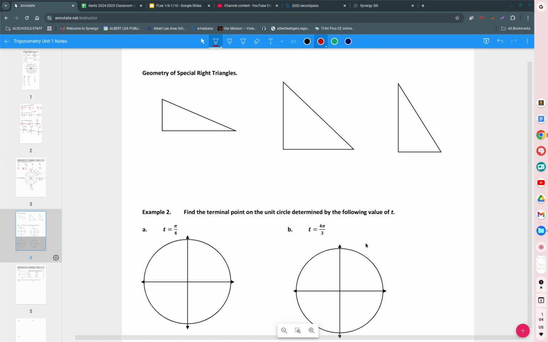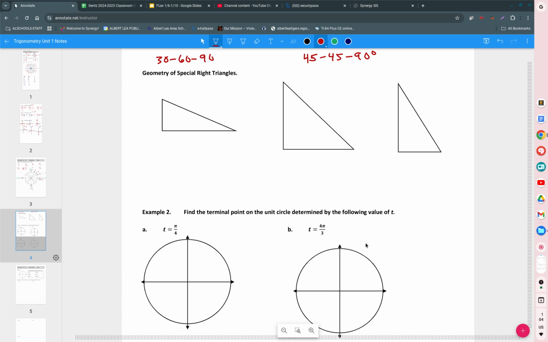So I'm going to write that down. I have 30, 60, 90 triangles. And I have 45, 45, 90 triangles. Okay? And they have some special properties to them. In order for us to be able to do what we need to be able to do in trig, we have to be able to work with those two types of triangles. So watch what I'm going to do here.